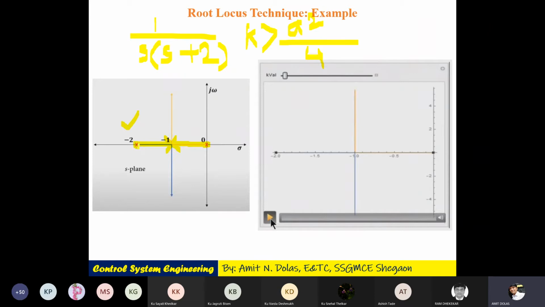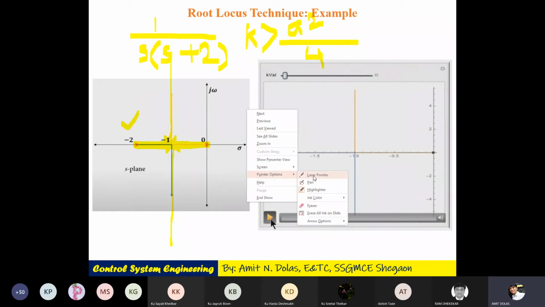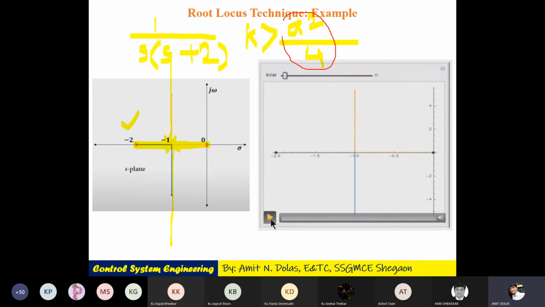But further, if the gain is greater than a square by 4, then what happens? Then this pole will go downward in the S plane, and this 0 pole will go upward, exactly in the opposite side. And a square by 4 means what? Here a is 2, so 2 to the power 2 is 4. 4 by 4 means it will be 1. Exactly at 1, your pole is located at minus 1.